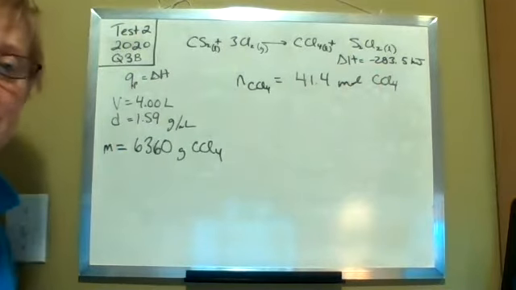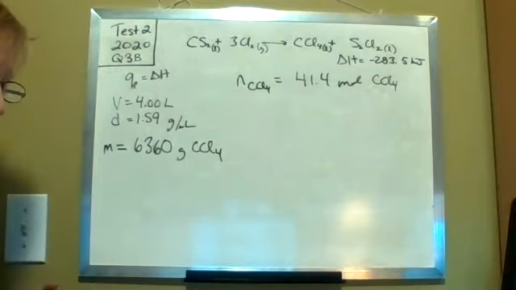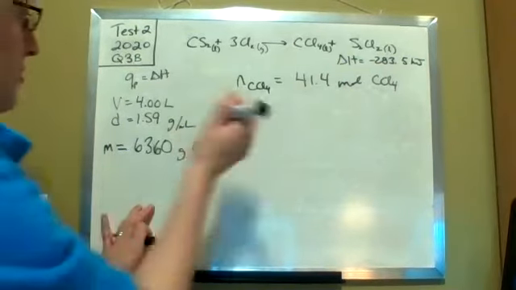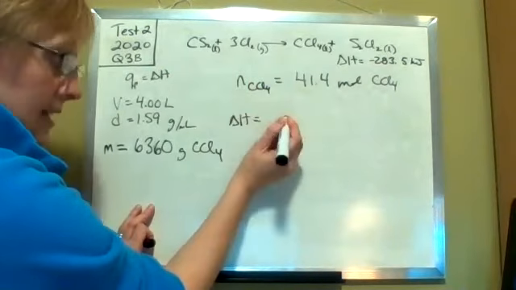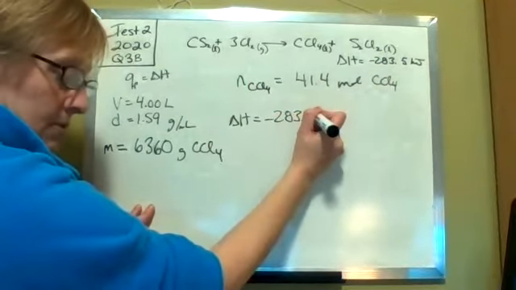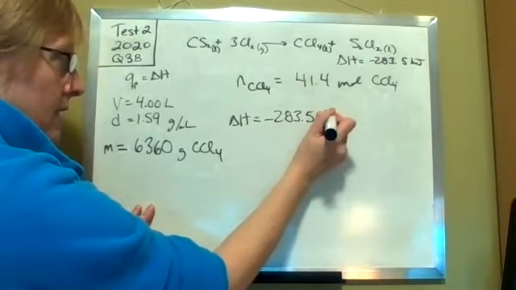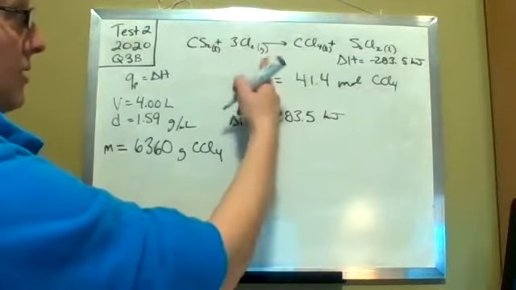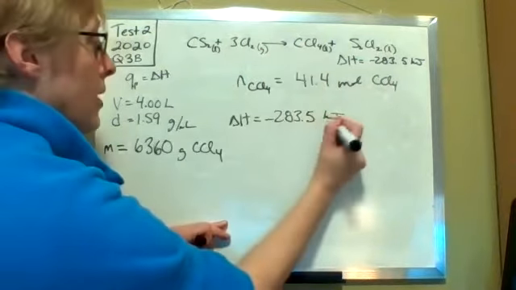You don't even need your answer from part A at this point here. Now you do. So in this case, if you remember, from part A, or whatever number you did get, you take that into consideration. So delta H for the reaction was minus 283.5 kilojoules. And if you look at the way it's written, it's per mole of CCl4.